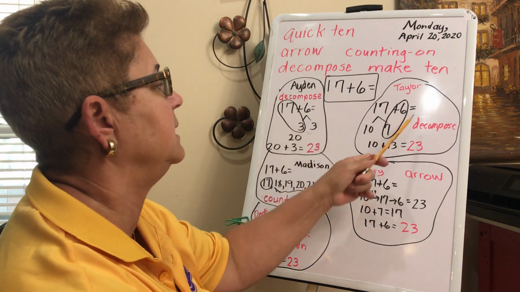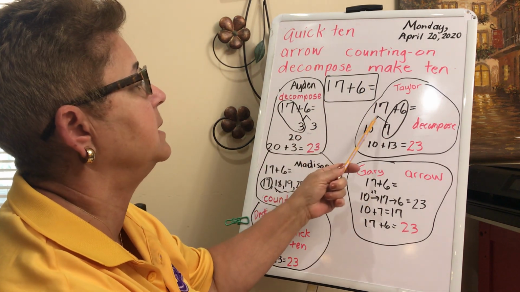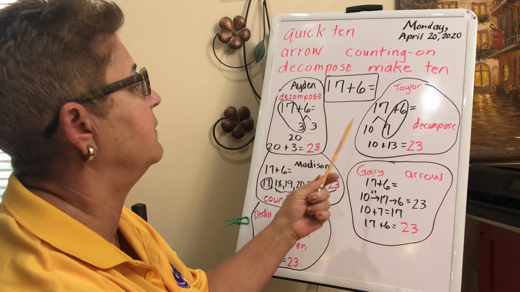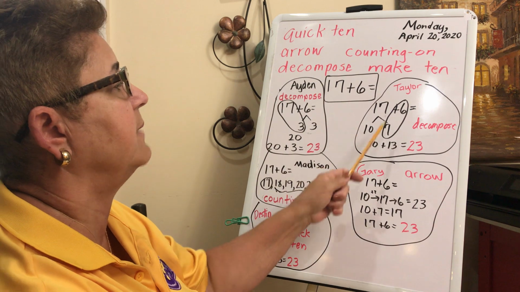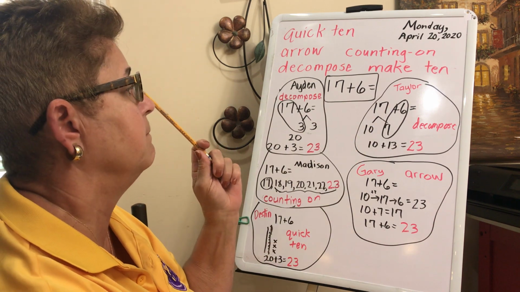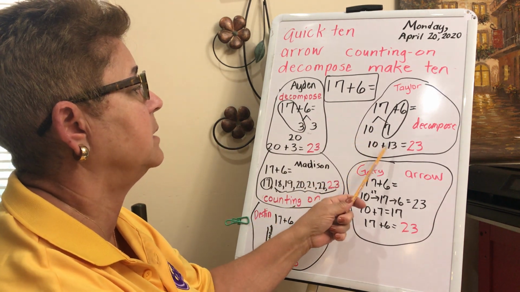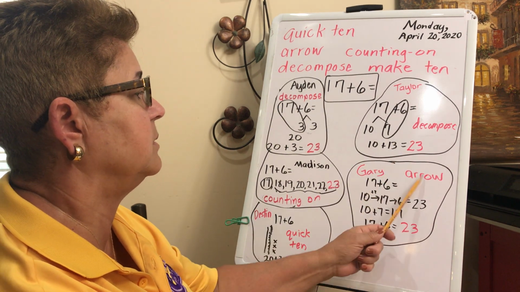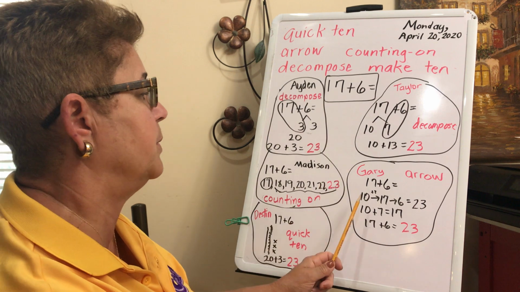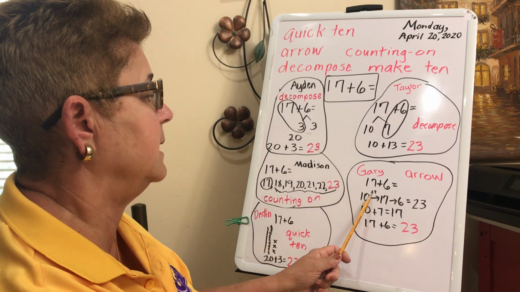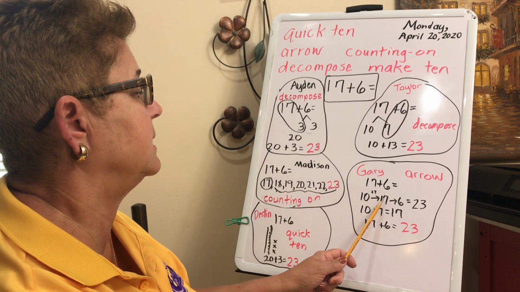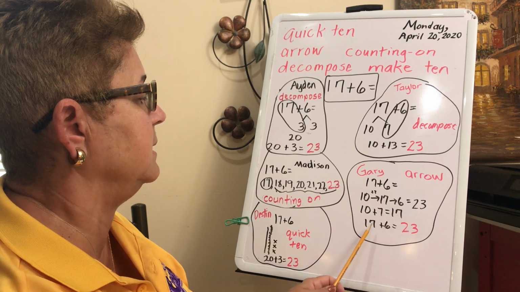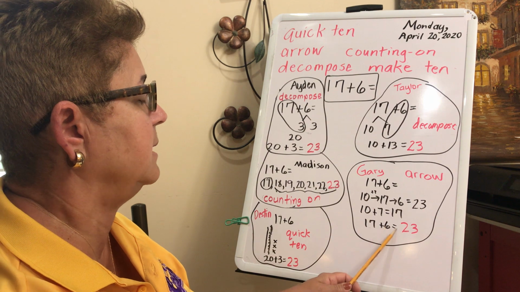Taylor, for her 17 plus 6, she decomposed 17. So 17 is 10 plus 7. She knew 7 plus 6 was 13. So 10 plus 13 equals 23. And Gary decided to use the arrow method, where he put 10, he added 7 to get 17, and then he added 6. 10 plus 7 is 17. 17 plus 6 equals 23.